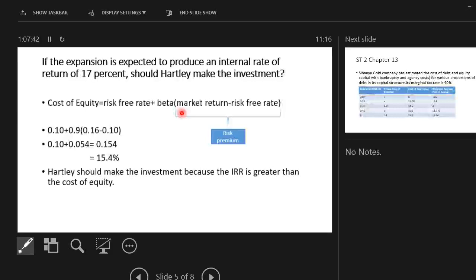The asset beta versus the equity beta. Remember that part? We actually dealt with it in the assignment. I think it was assignment 2. Sometimes you are given two betas and you don't know which one to use or which one to apply.